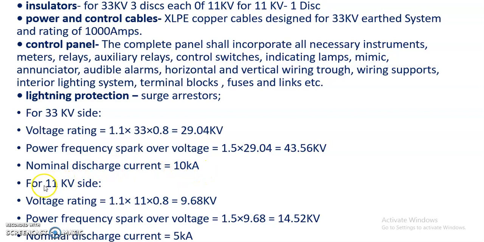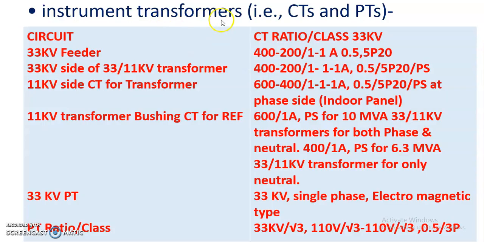Similarly, we can find for the 11 kV side. So the voltage rating is 1.1 into the voltage, that is 11 kV into 0.8. So we'll get 9.68 kV. Then power frequency spark over voltage will equal 1.5 into 9.68. You will get 14.52 kV, and the nominal discharge current value for the 11 kV side is 5 kiloampere. So by using this specification we can select the lightning arrestor or surge arrestor.